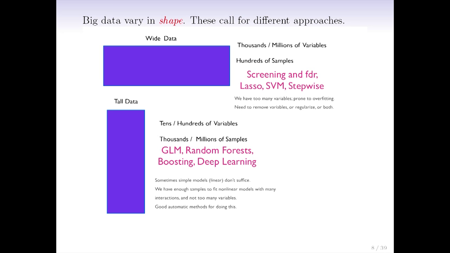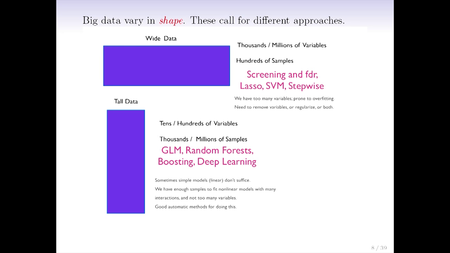So this talk is meant to focus on big data. Here's a cartoon of two types of big data. Big data varies in shape, and these call for different approaches. So we have wide data. This is meant to be a data matrix, right? The rows are observations and the columns are variables or features.